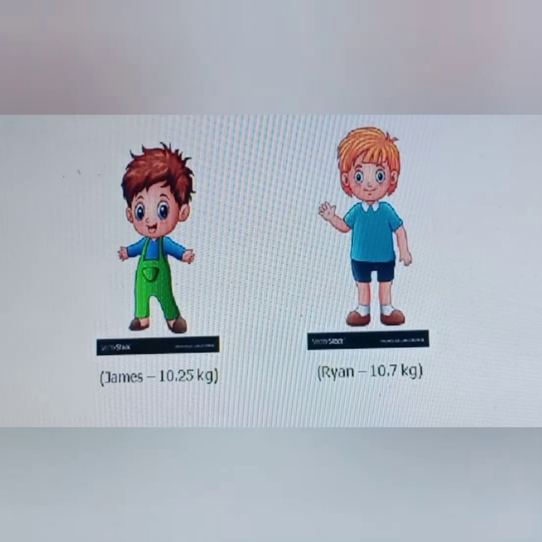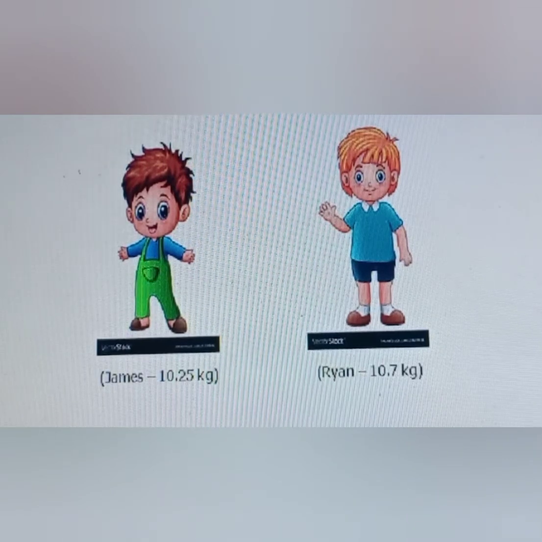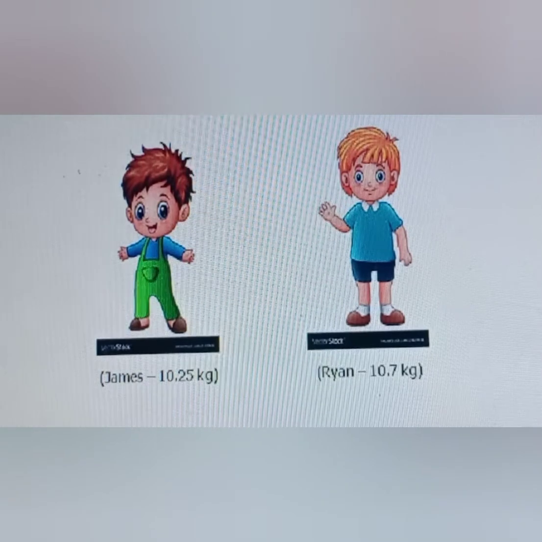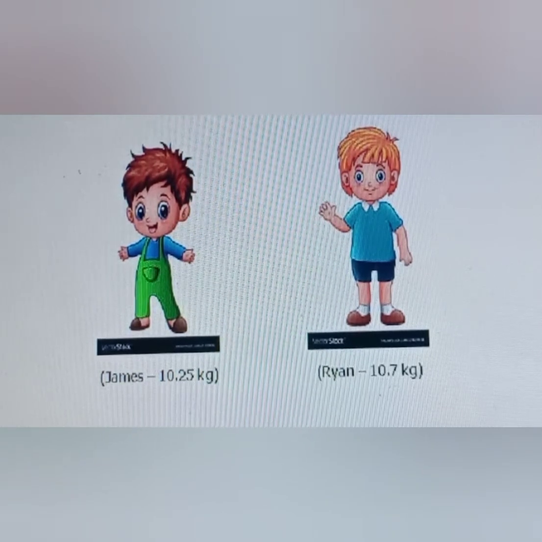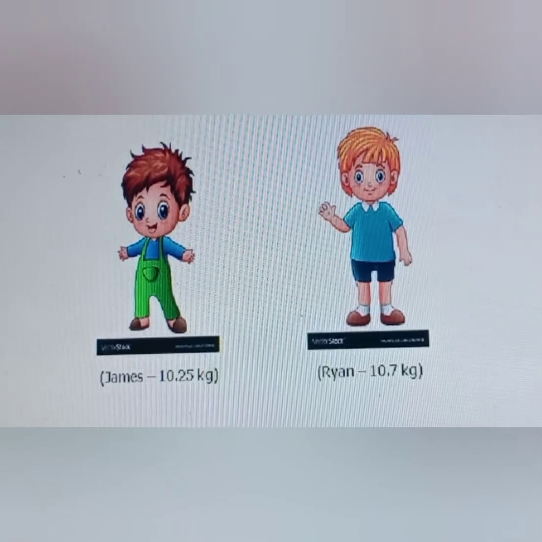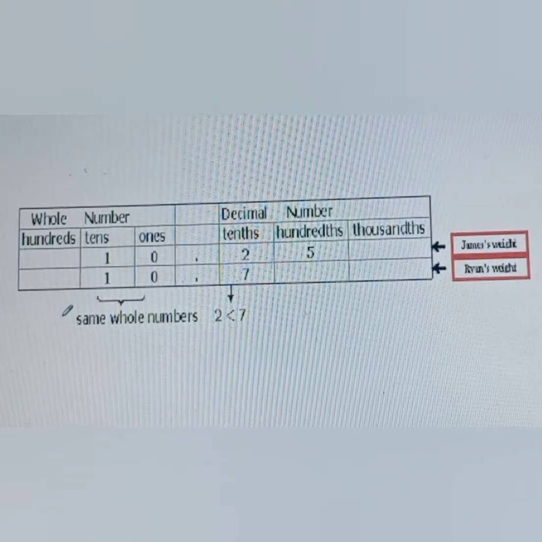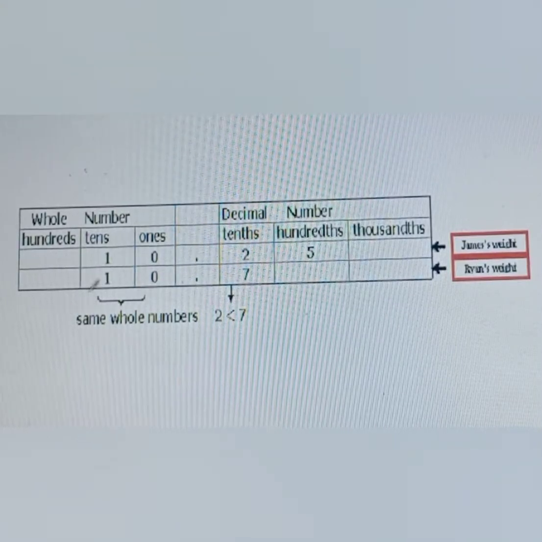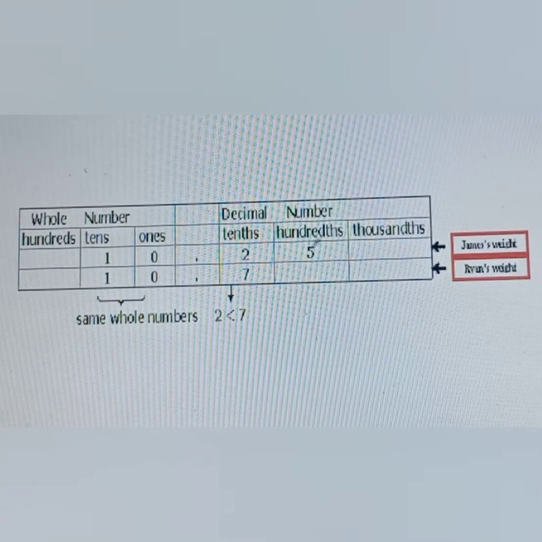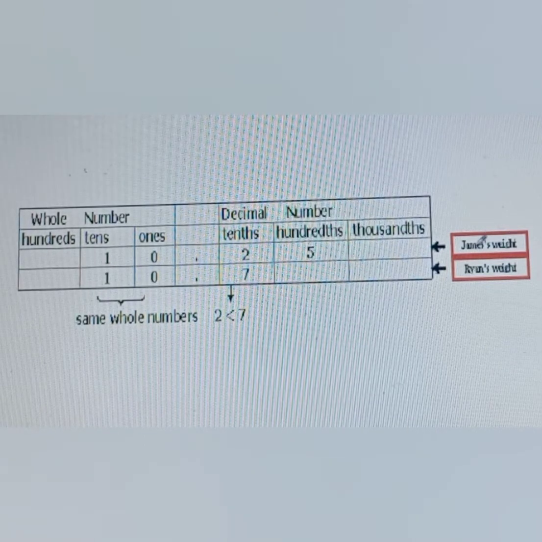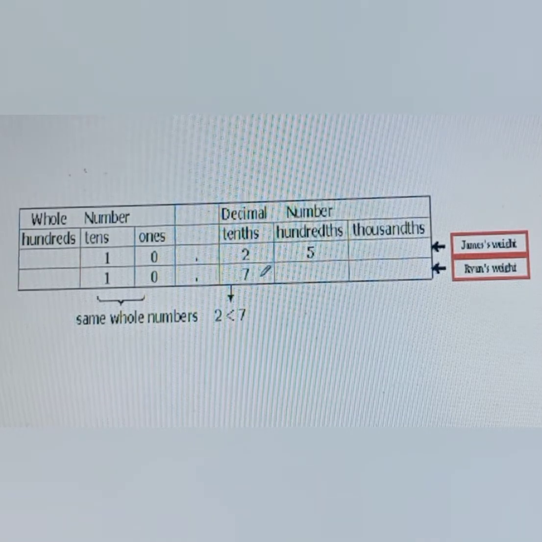Look at the pictures of James and Ryan. Given their weights, James is 10.25 kilograms, while Ryan is 10.7 kilograms. Which of the two boys is heavier? To answer the question, we simply compare their weights, right? Now let's use a place value chart to compare 10.25, which is the weight of James, and Ryan's weight, 10.7.